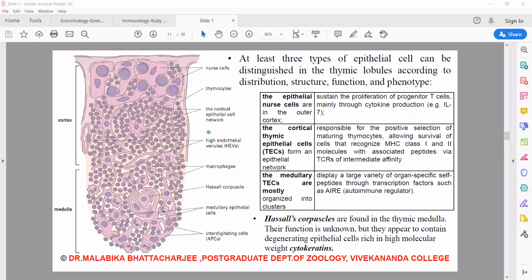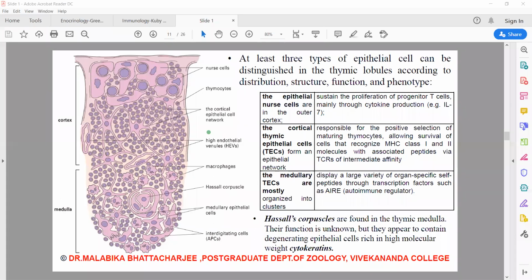Now these are the big dendritic cells found in the cortical region. These are the cortical epithelial cells, and these are certain dendritic cells found in the medullary region. These are the medullary epithelial cells. Apart from that, in the medullary region, there is a particular structure called Hassall's corpuscle, the exact function of which in T cell development is not yet known.